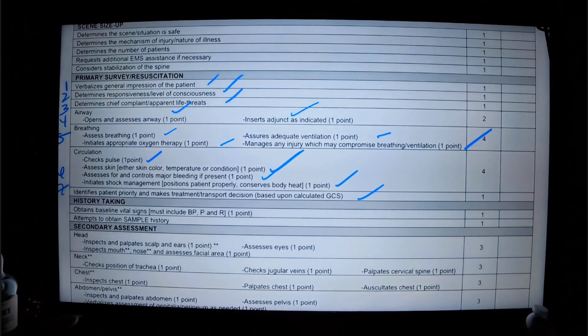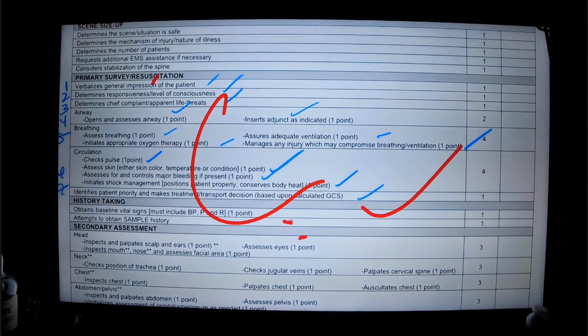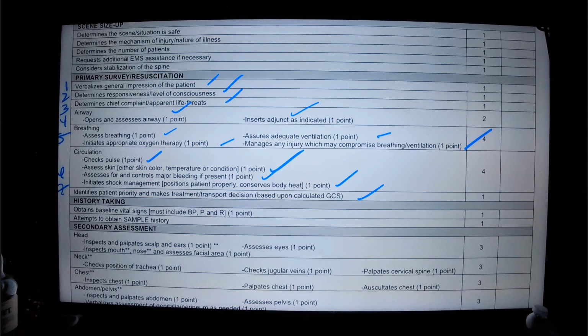So now, after all this is done, we determine priority of transportation. If you haven't heard this phrase, you heard it here now. Load up and go, or stay and play. Load up and go means this patient is critical. He's red. We must go, maintaining ABCs all the way to the hospital.